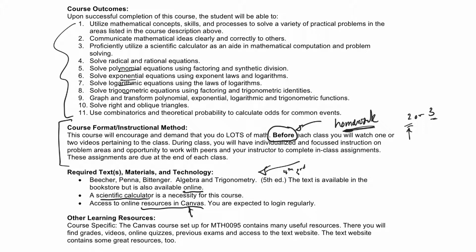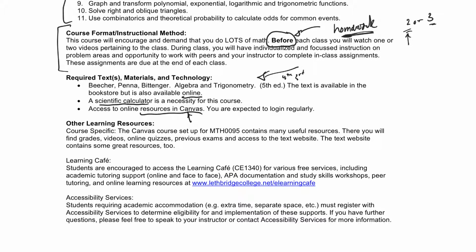Other types of resources that you can access: we have a learning cafe at the college. It's in the back of the library, and there's teachers there available to help you with any kind of question that you have with math. So if you have questions in Math 95, you can, of course, always text me and ask me. But if the Learning Cafe works for you, there's some great folks that'll help you there.